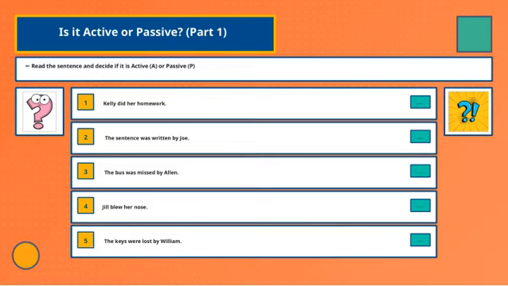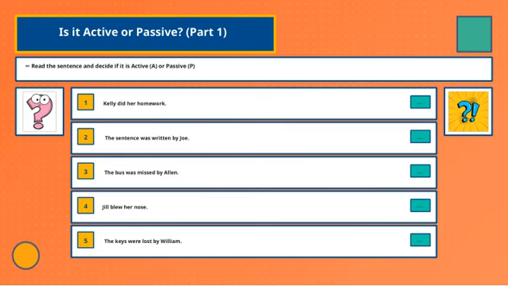Now let's take a closer look at how we can determine if a sentence is active or passive. On this slide, you'll see a few sentences, and your task is to decide whether each one is active, which we'll mark as A, or passive, marked as P. Remember, an active sentence is one where the subject is doing the action. For example, in "Kelly did her homework," Kelly is the one performing the action, so that's active. On the other hand, a passive sentence shifts the focus to the receiver of the action.